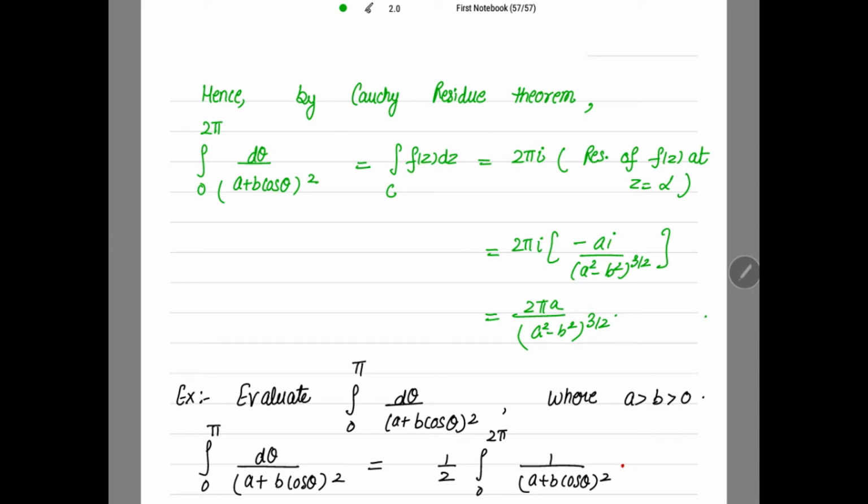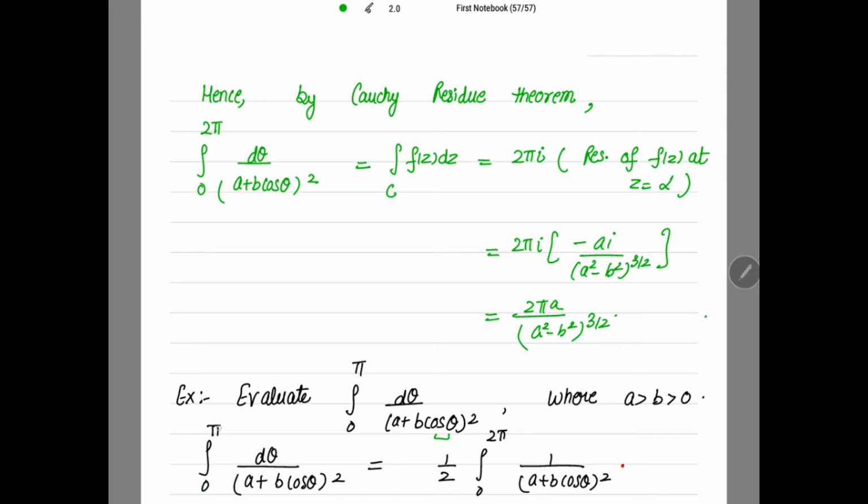Next, this is an exercise for you. Evaluate the integral from 0 to pi d theta over (a plus b cos theta) whole square, where a is strictly greater than b greater than 0. All the steps are same. You just have to change this limit because it is given from 0 to pi. So for that, you have to first check the condition that f(2a minus z) should be equal to f(z). Now here, whenever you are getting cos theta in the expression, then obviously every time the rule is satisfied. You can apply that rule.